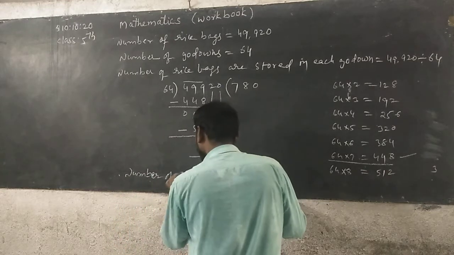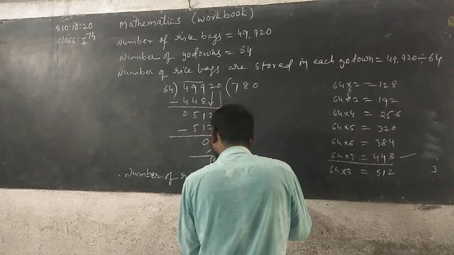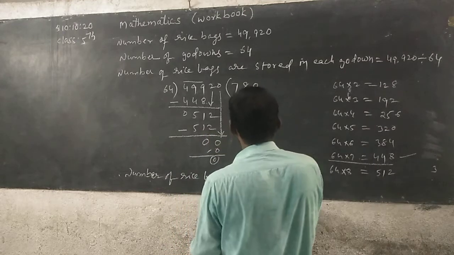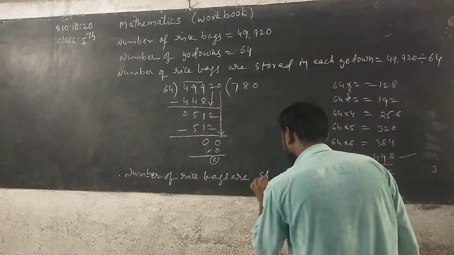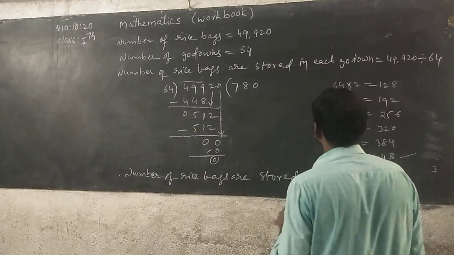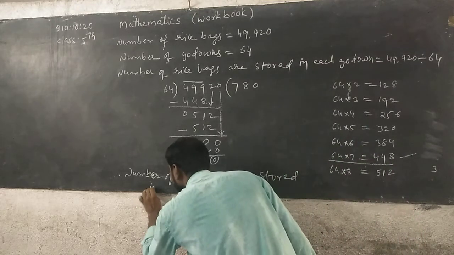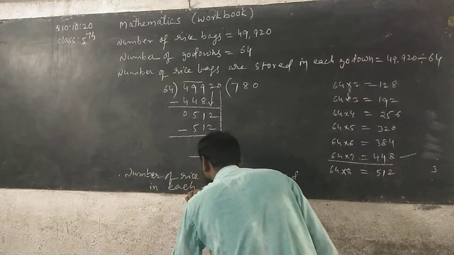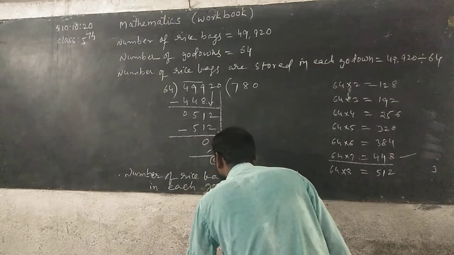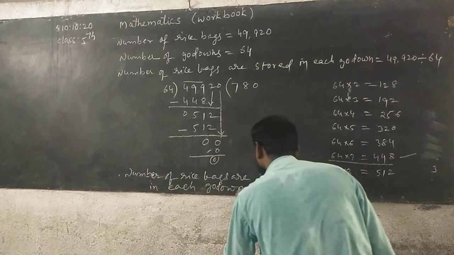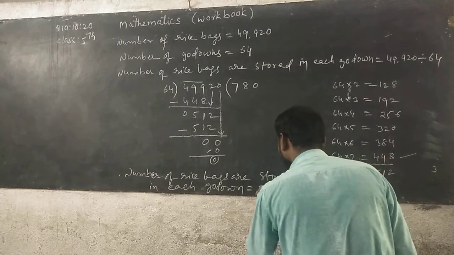Therefore, the number of rice bags stored in each godown is equal to 780.